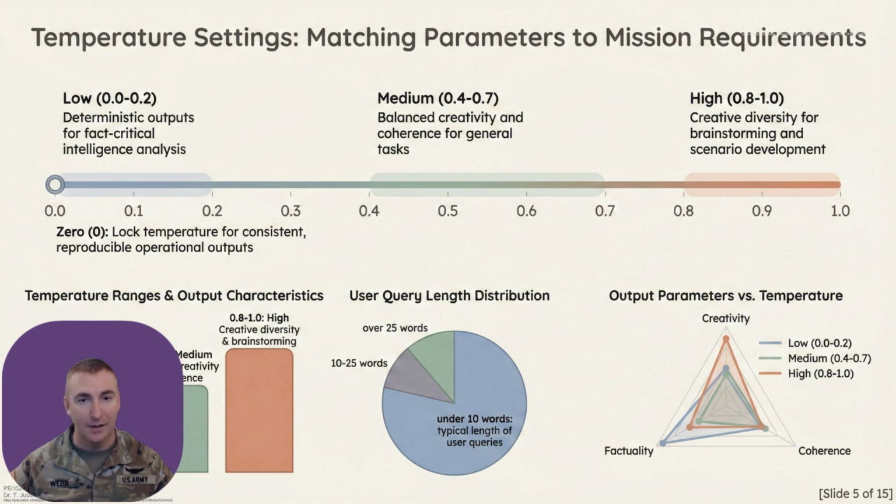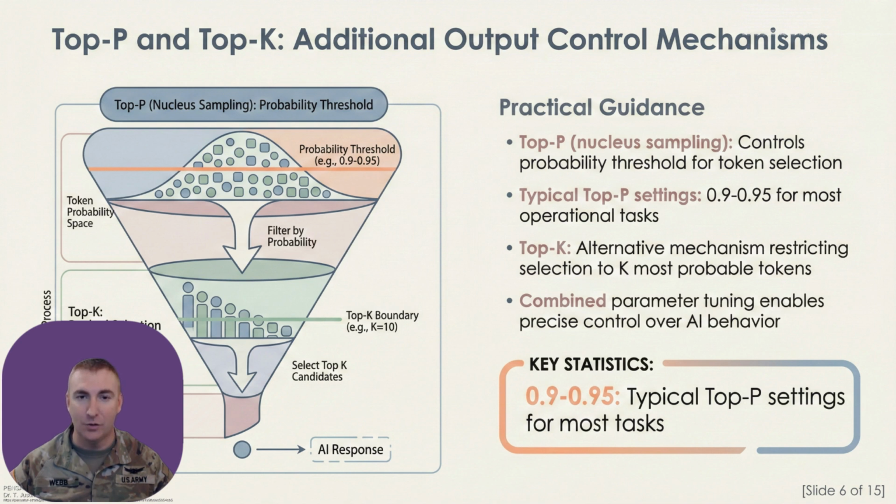High temperature settings between 0.8 and 1.0 increase randomness and creative diversity. This proves effective for brainstorming novel courses of action, generating potential enemy deception plans, or red teaming friendly plans. The strategic principle: fact-critical work demands low settings, creative tasks justify high settings, and consistent outputs require temperature locked at 0.